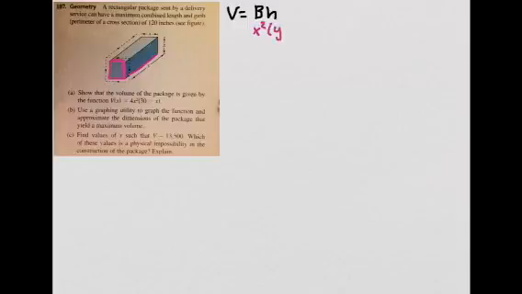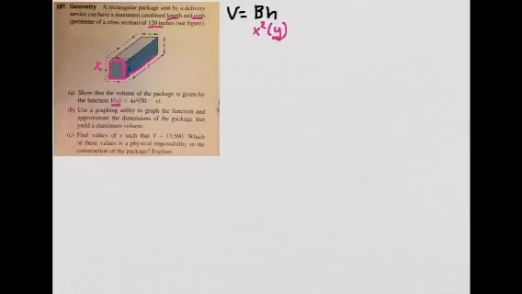times y. Now we have to write y in terms of x because the equation is v of x. So volume in terms of x. So we have to find an equivalent for y in terms of x. Now it tells you that the maximum combined length and girth is 120. Now the girth is a perimeter, right? So the girth, and they outlined it with a dotted line around here.